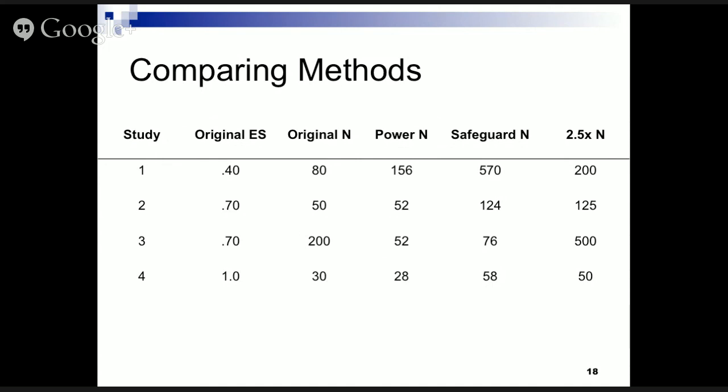And so in that case, going with that safeguard power estimate is probably fine. You probably don't have to go for this really large 2.5 N rule because this estimate is less likely to be inflated. But as that original sample size gets smaller, you may want to go more towards that 2.5 rule.